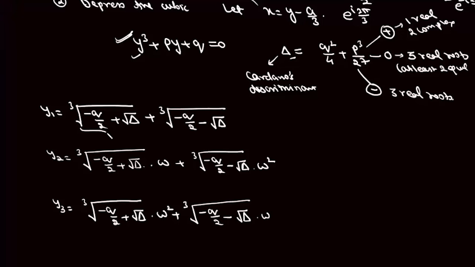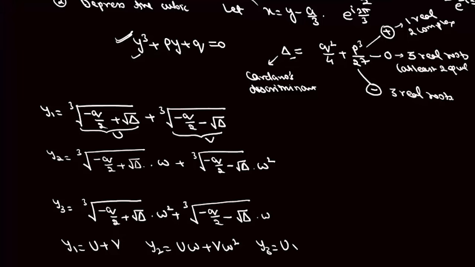So basically, if this is u and this is v, then the solutions are of the form y1 is u plus v, y2 is u omega plus v omega square, and y3 is u omega square plus v omega, where omega and omega square are complex cube roots of unity. Now once we have y, we know x is simply y minus a by 3. So x1 will be y1 minus a by 3.